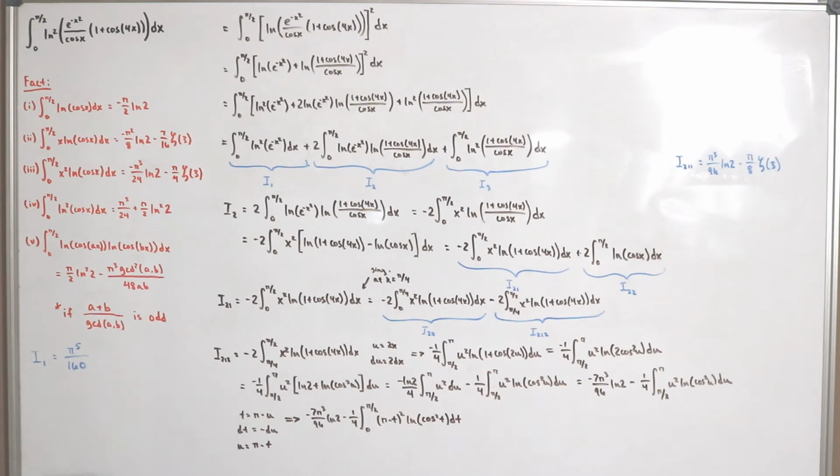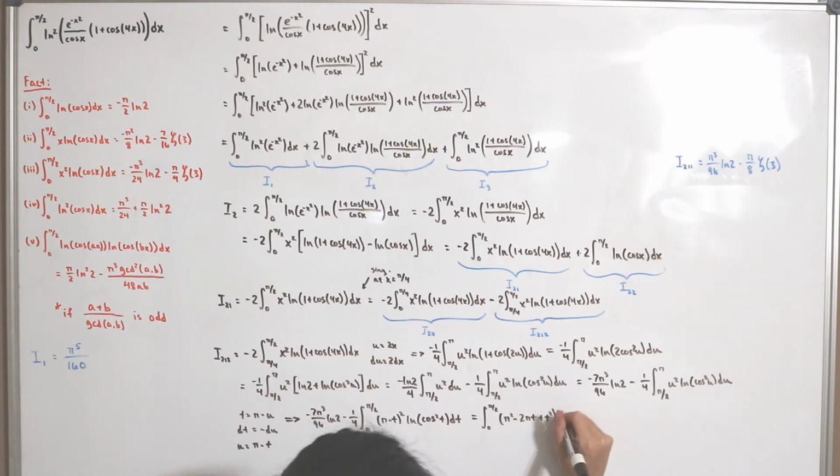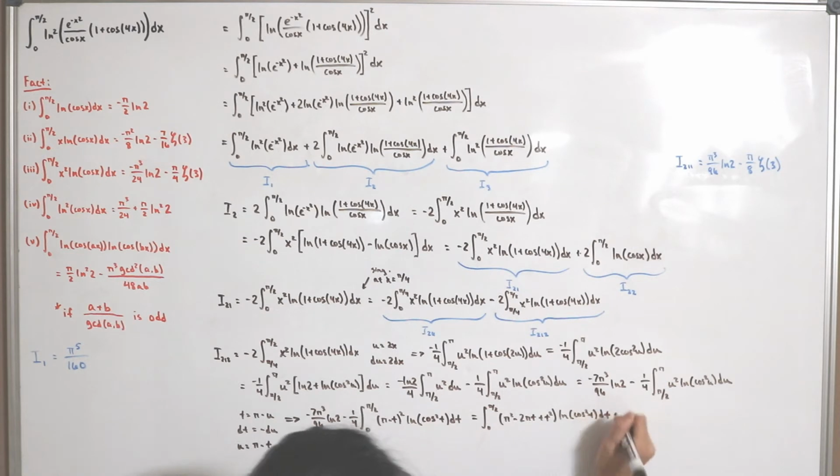So now we have to expand this part out. Let's ignore everything on this side and just focus on the integral itself, and then we'll come back and simplify everything else later. So that means this is the integral from 0 to pi divided by 2, and we use FOIL, so pi square minus 2 pi t, plus t square, multiplied by ln of cosine square t dt.